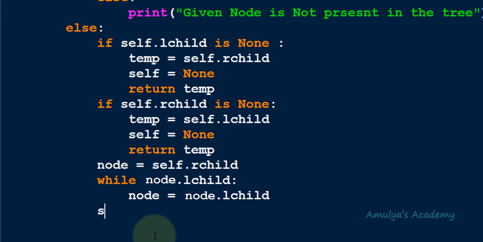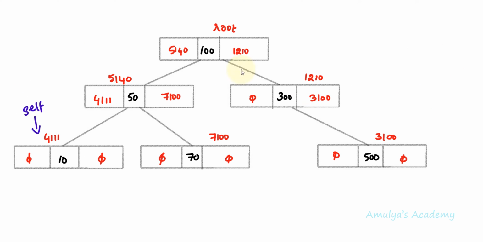Okay, now what I need to do is, I need to take self.key equal to node.key. As I said, we'll find the node with the smallest key in the right subtree. Here in this example, this node. So node is pointing here now. Now first step is, I'll replace this node's key with this key. So it will become 300 now.